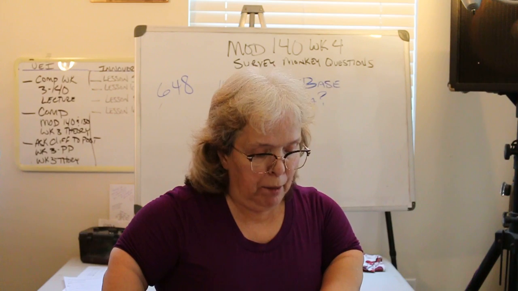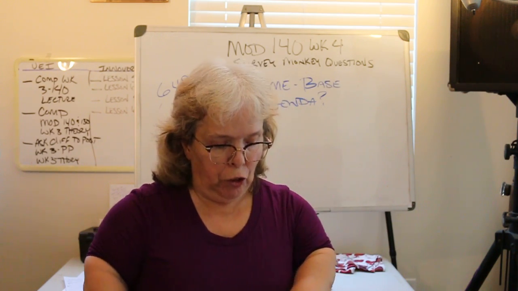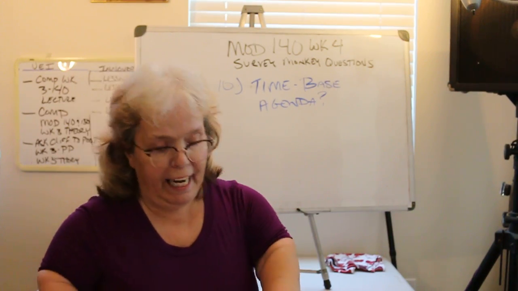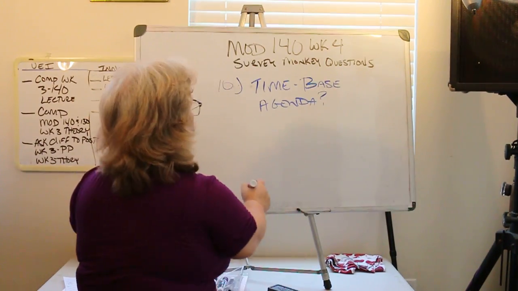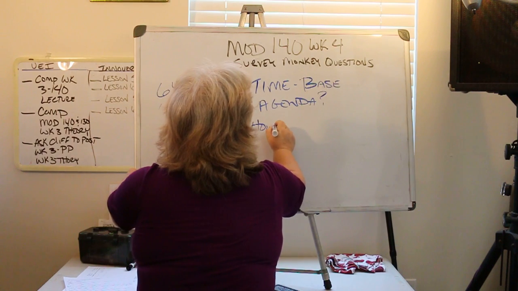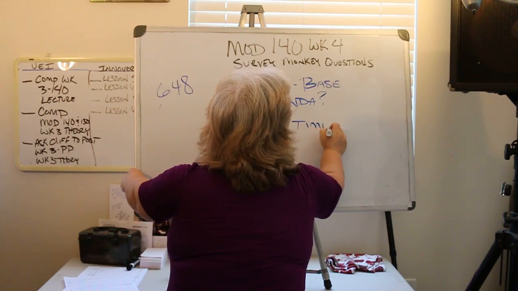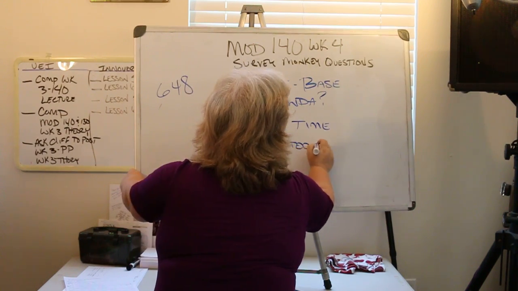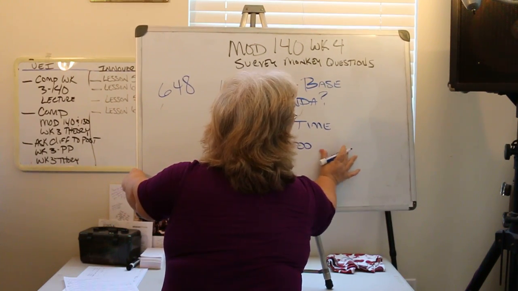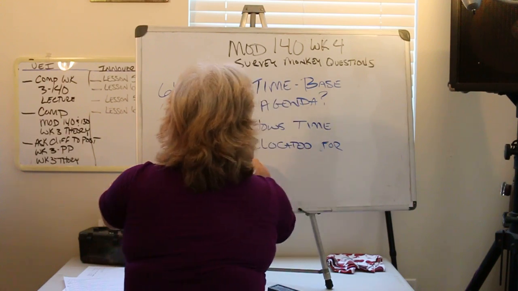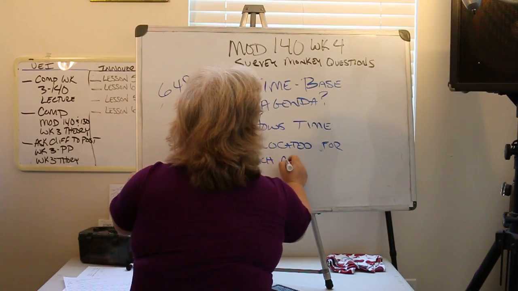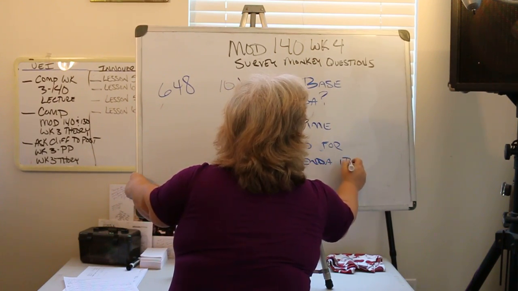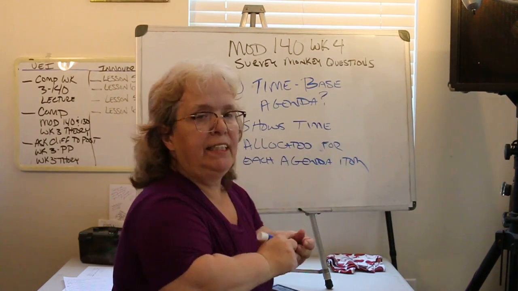A time-based agenda is a meeting agenda that shows the running time allocated for each agenda item. So it's a meeting agenda that shows the time allocated for each agenda item. Okay, that's it for number 10.